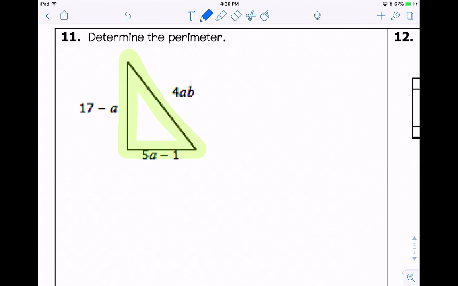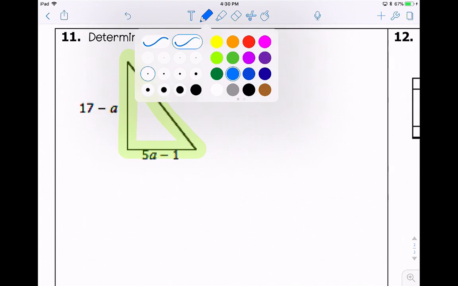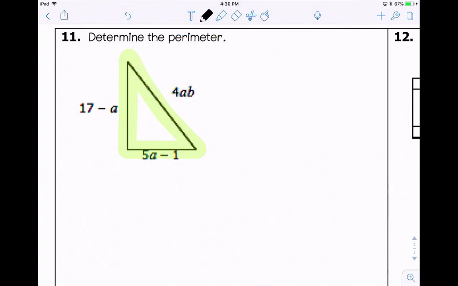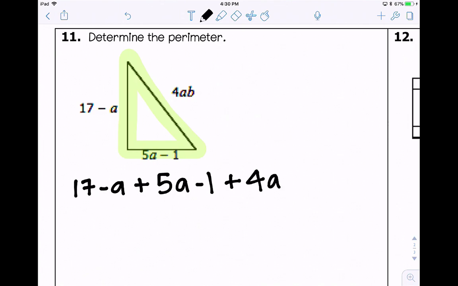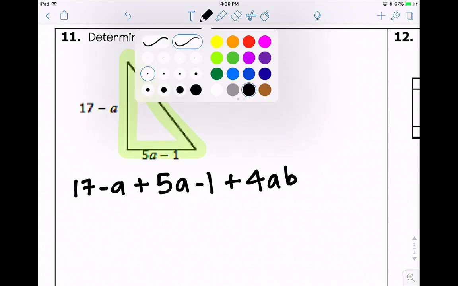So you could write that out if you want, and I'm going to do it this one time just to show you. If I were going to write this out, I would start with whatever side. I'll start with the 17 minus a, so I would write 17 minus a. I would add the bottom, or the base here, 5a minus 1, plus the third side, 4ab. So I could write that out as an expression that's really long. Some people can see that without writing it out, so they don't actually have to write that, but it is a little bit helpful if you can write it out like that.